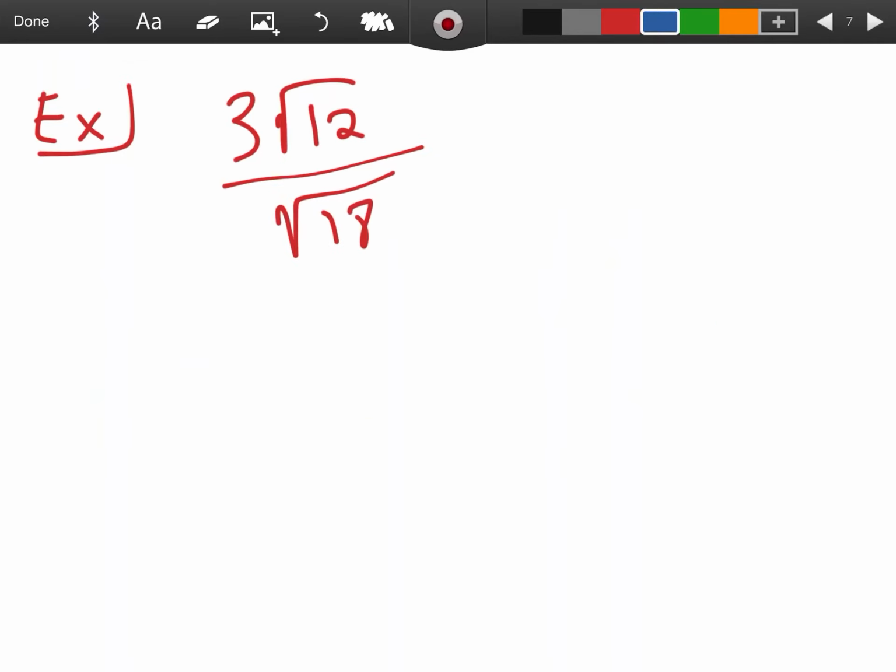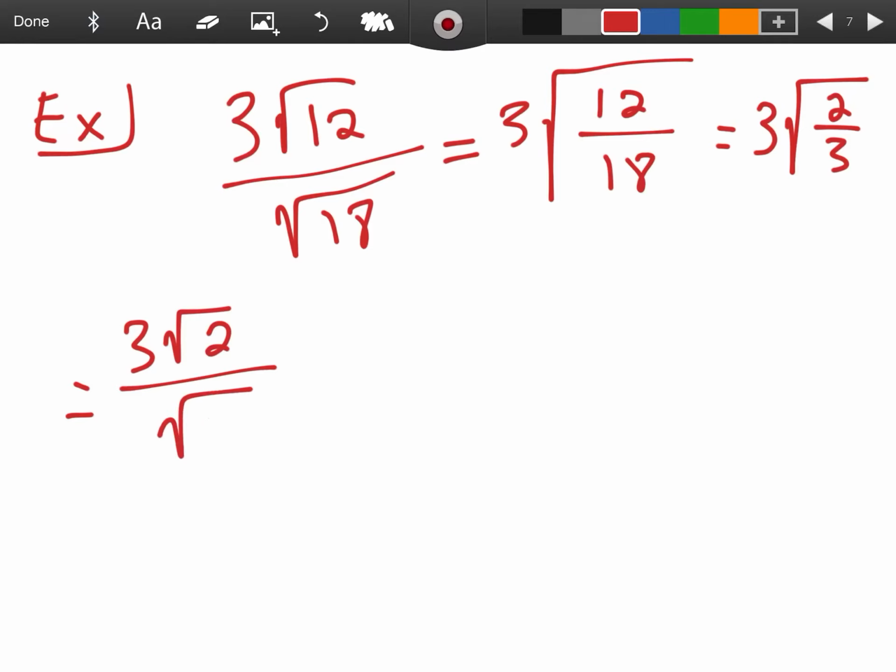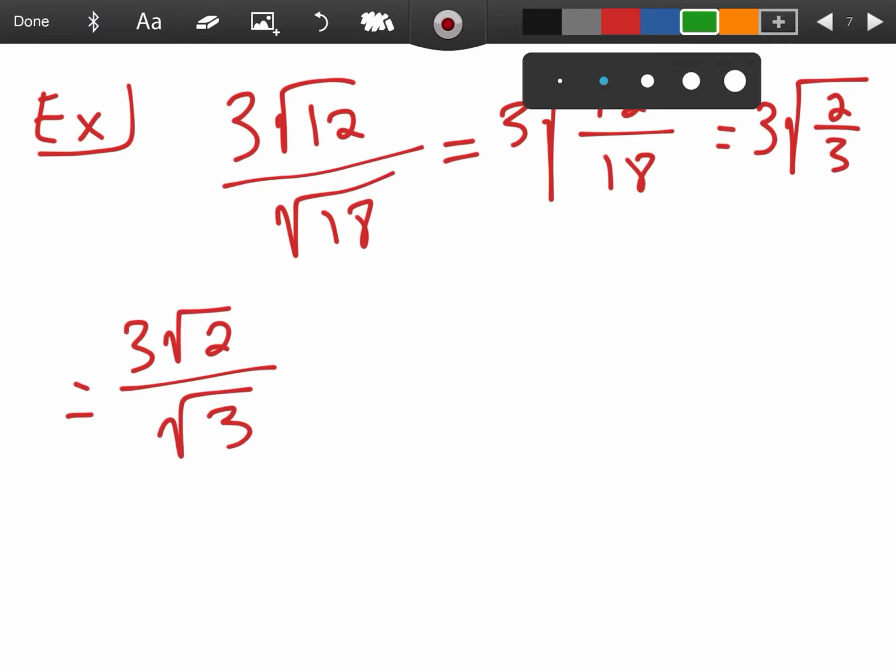All right, for our last example, and probably the most challenging one so far, we have 3 times the square root of 12 over the square root of 18. Again, we could turn this into 3 times the square root of 12 over 18. And we know that we could simplify that. That's 2/3. So I simplify that as 3 times the square root of 2 over 3. And that's 3 root 2 over root 3.